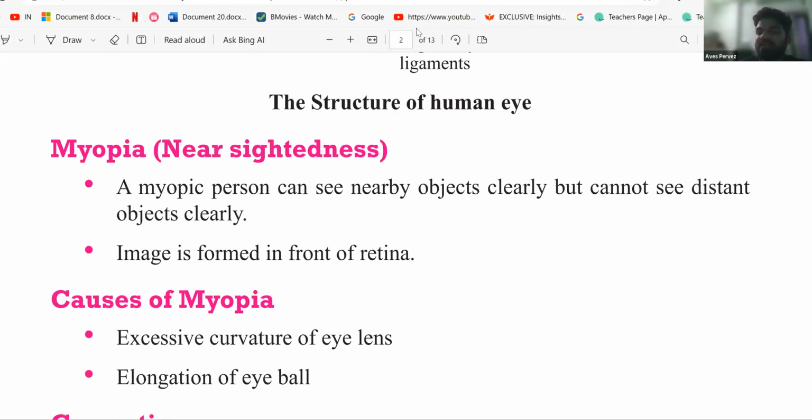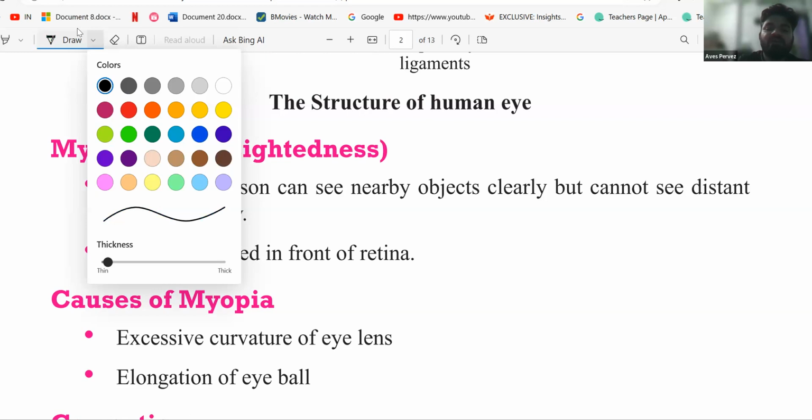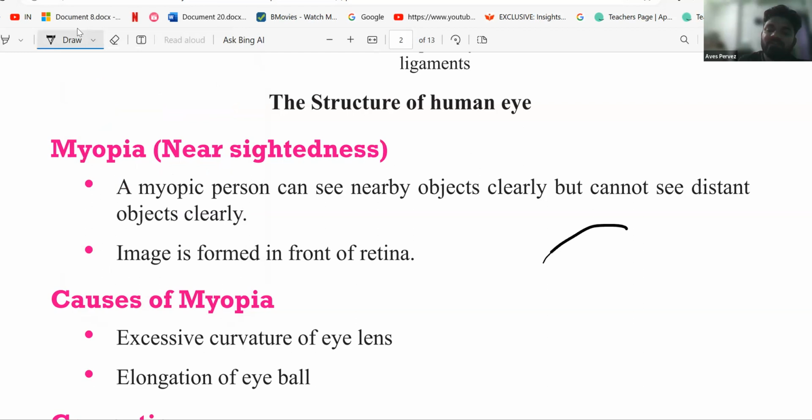Myopia means short-sightedness, as you are very much familiar. A myopic person can see nearby objects; short-sightedness means a person can see objects that are near. So we consider it a myopic eye. It occurs by the elongation of the eyeball, which means the image starts forming in front of the retina.